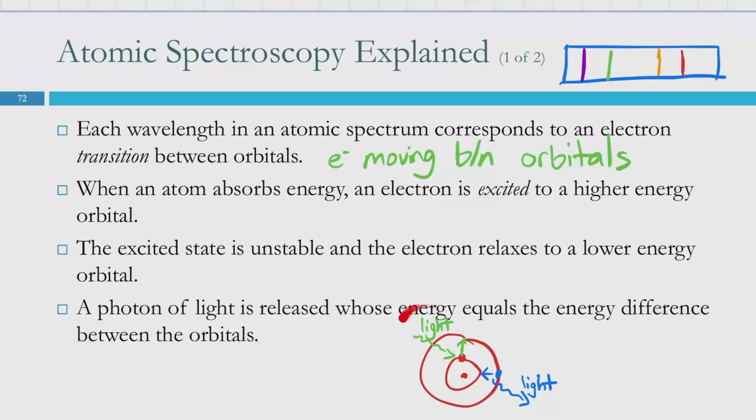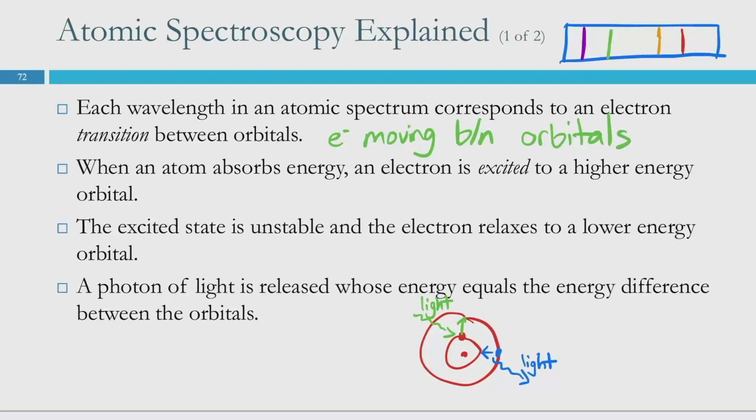You can also input the energy not as light, but as electricity, which is what we were doing. So we were pumping electricity into our tube that had our element in it. That excited it, and when it went back to its lower energy state, it had to release that energy, and it released it as light.